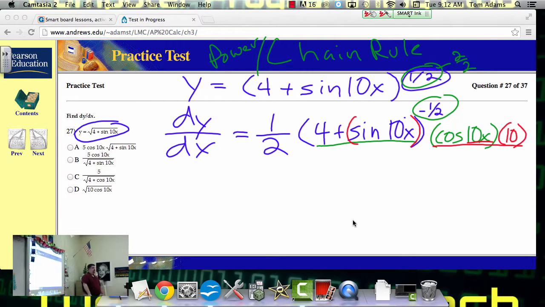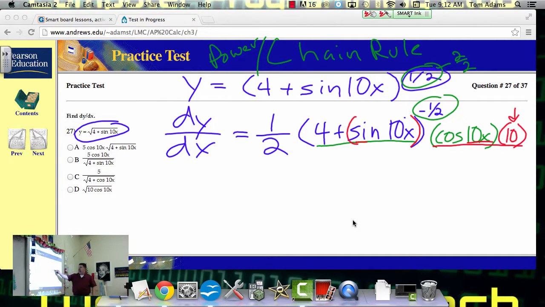Wait, why didn't we go back to negative sign? I'm going to pause. Do you guys see that? 95% of the time, people will forget that. Because they'll think, oh, I did the chain rule. But remember, the derivative of sine of 10x is cosine 10x times 10. Because of the chain rule.